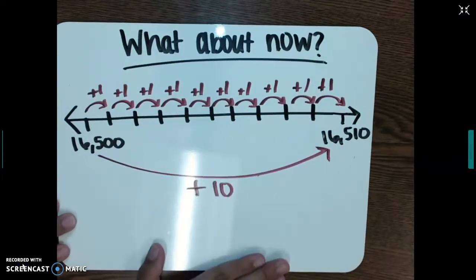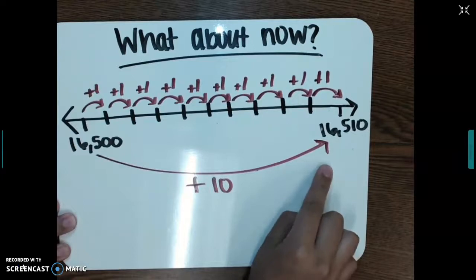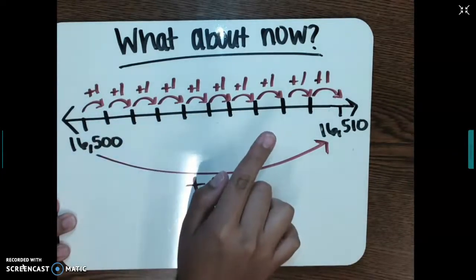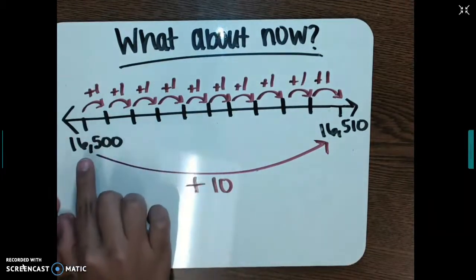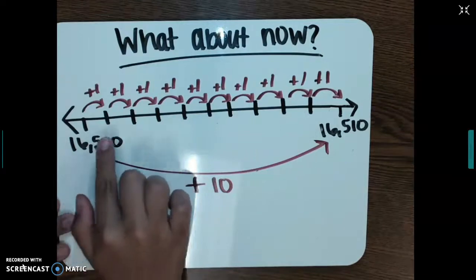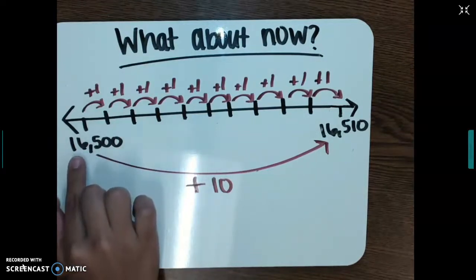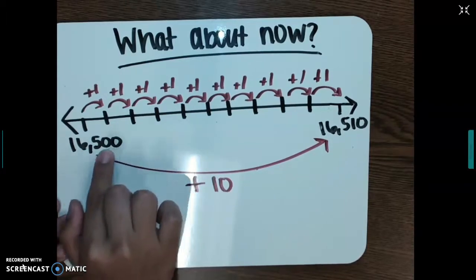So here we can see that our jump is still going up by 10. Each notch is only going up by 1. So first I'm going to count, and then I'm going to show you what the standard form would look like for those numbers that I'm counting. So my least number, 16,500, is going up by 1.